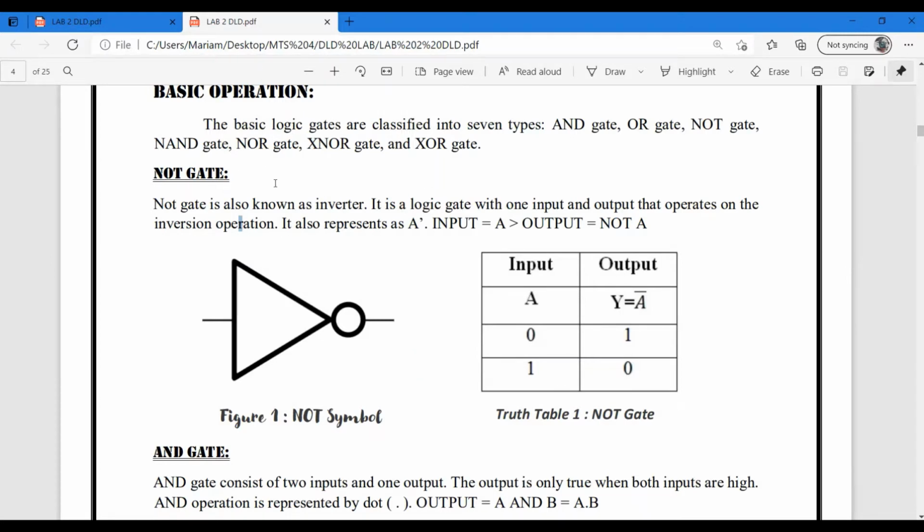Firstly, NOT gate. NOT gate contains only one input and only one output. Its IC is known as hex inverter, because whatever the input is, it converts it into the output in its reverse form. Like here in the truth table, whatever the input is, the output is the complement of it. Like for 0, output is 1, and for 1, output is 0.